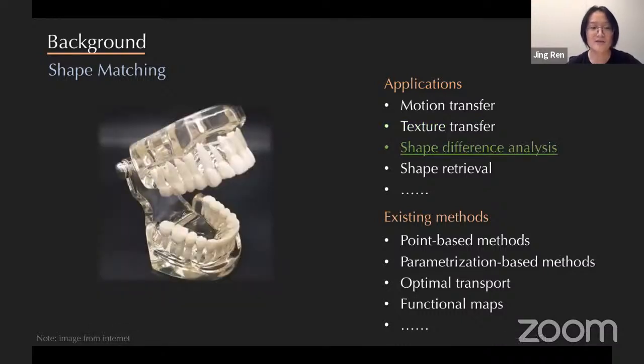Another application of shape matching is to perform shape difference analysis. We can imagine that we first compute the correspondences between a standard teeth model, like the one I'm showing here, and a scanned teeth from a kid. Then we can measure the difference between the standard model and the scanned model to locate the unmatched regions. Perhaps this can help the dentist come up with a plan to correct the overcrowded teeth.